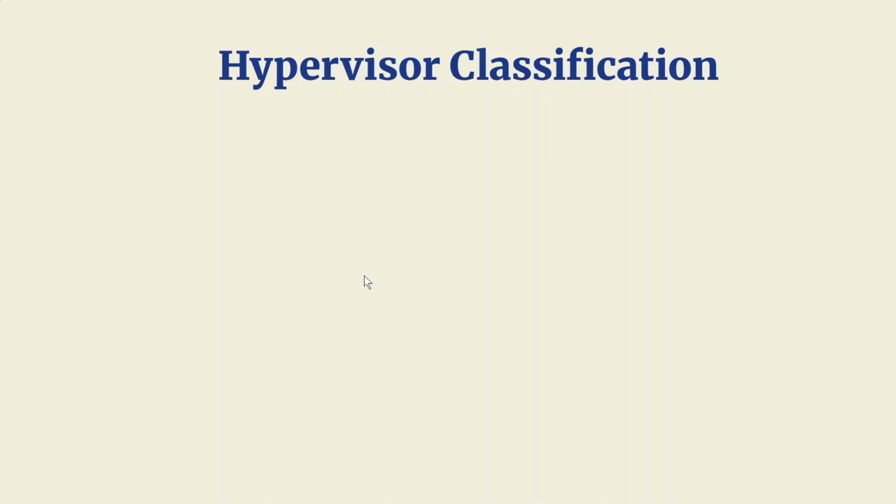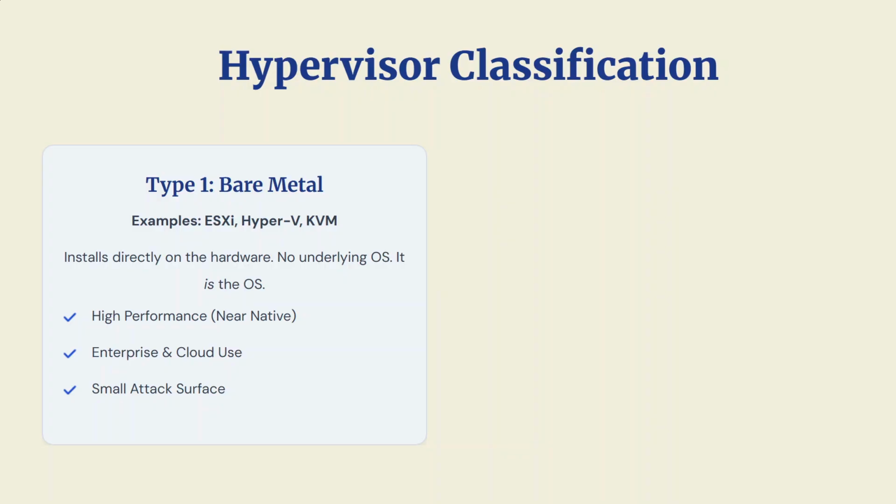Let's take a look at types of hypervisors. The first type of hypervisor is called Type 1 hypervisor, or the bare metal hypervisor. It has direct access to the hardware resources, because of which it is able to achieve near native performance. That means virtual systems running on this type of hypervisor are able to perform nearly as if they are directly accessing the hardware. Let's take a closer look.